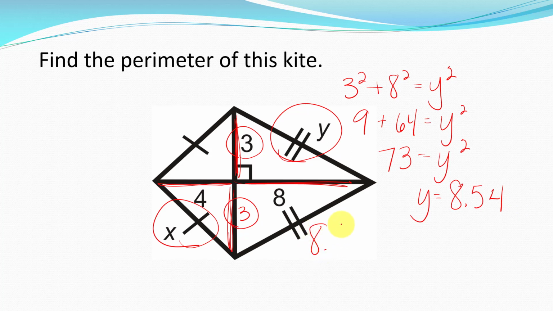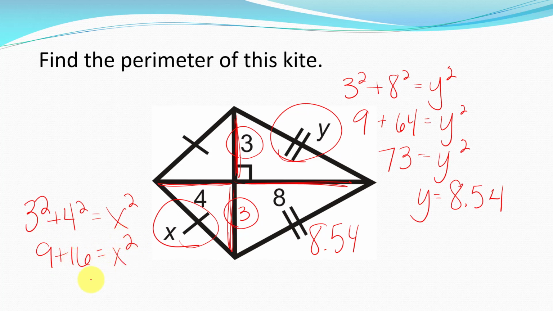That's going to be here and here. I know this is a Pythagorean triple, so I know that's going to be 3, 4, 5. But if you didn't know that, you're going to say 3 squared plus 4 squared equals x squared. So 9 plus 16 equals x squared. And then 16 plus 9 equals 25. So x equals the square root of 25, so it equals 5.